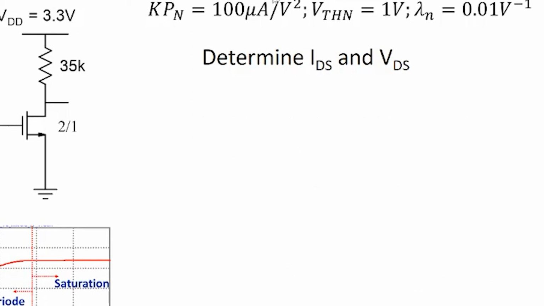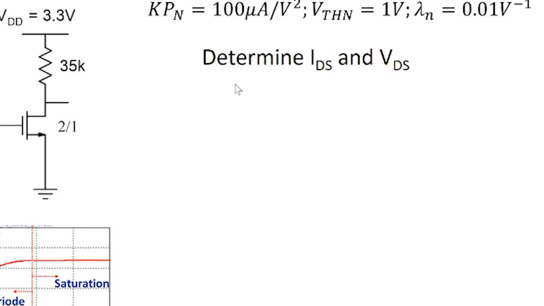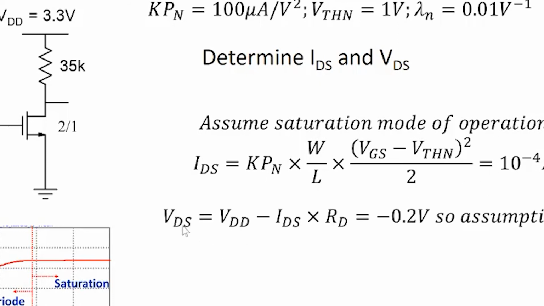Well, let's look at the same example, but where instead of 20K, we've put 35K here. Suppose we did the same thing. Assume saturation mode of operation, same current here. We calculate VDS equal to VDD minus IDS RD and we obtain minus 0.2. So minus 0.2 obviously is incorrect. So our assumption is incorrect, which means that the transistor must be operating in linear. There are only two possibilities, triode or linear, or saturation.